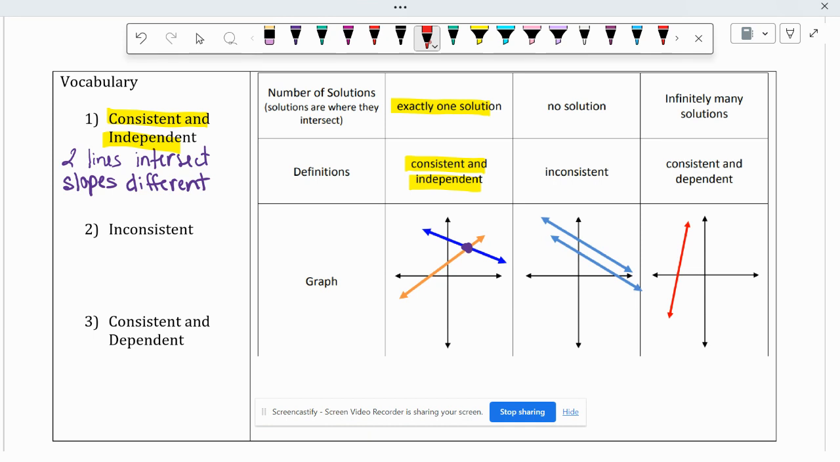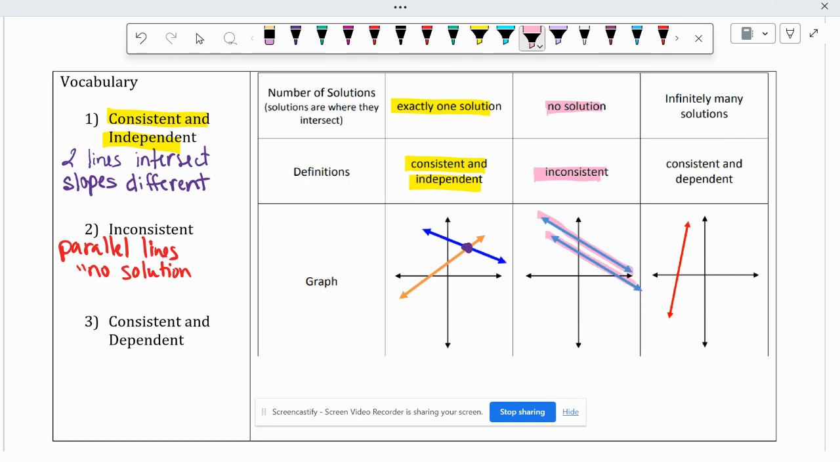Okay. The next type of system that you have is a system that is inconsistent. And this is made up of parallel lines. This means that they never intersect, right? So there's never going to be a solution at all. So this is the second set of ordered pairs. And you see that if it's inconsistent, it's no solution. And just like I said, you have 2 parallel lines.